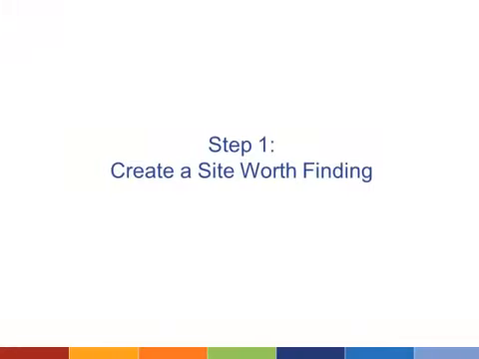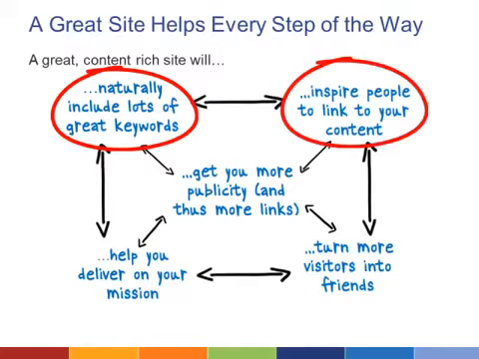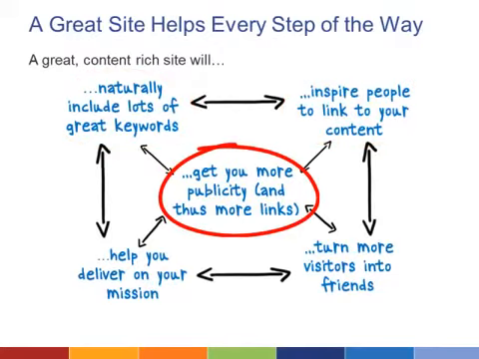Step 1 is creating a site worth finding. The more complete and well-organized your content is around the most important ideas for your site, the better your search engine rank will be. Search engine optimization starts with great content. You want to make sure that your website has a lot of great content that people will want to read. Great content will naturally include a lot of effective keywords and will inspire people to link to you. That in turn will get you more publicity, and more publicity will also encourage more people to link to you.